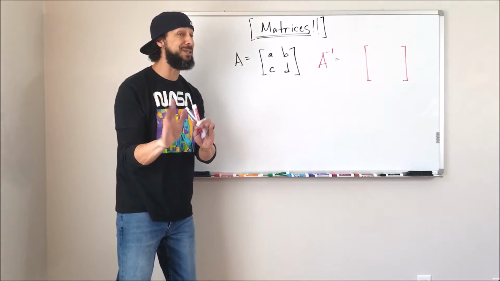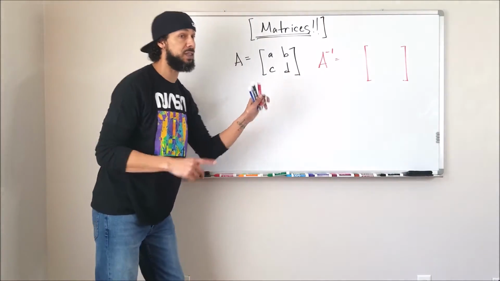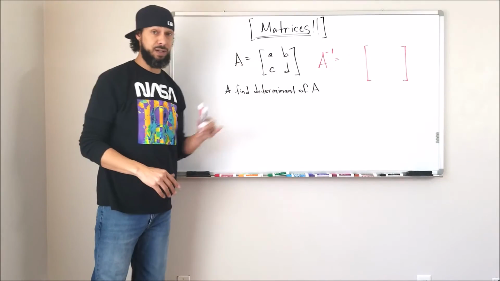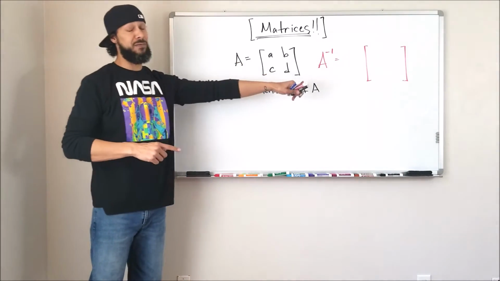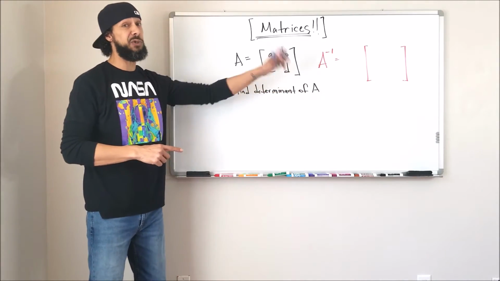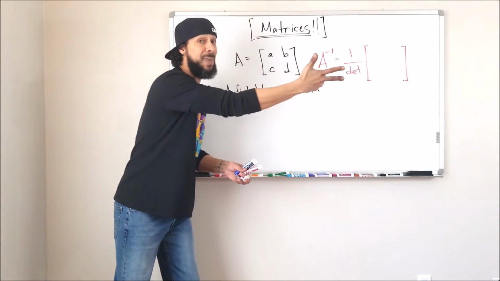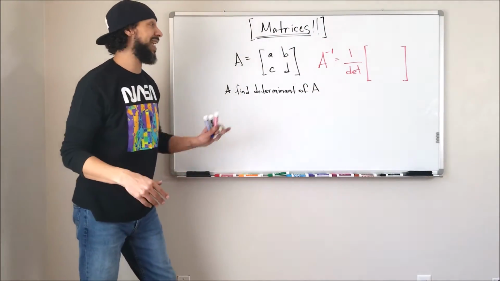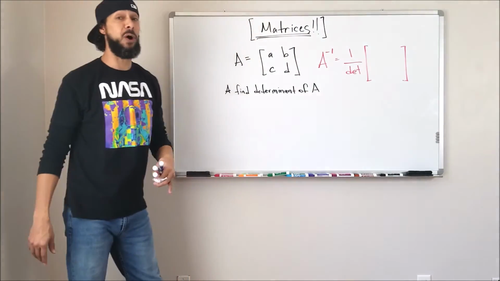A couple of things you have to do. First thing to do when finding the inverse of a 2x2 matrix is find the determinant of your original matrix A, because you're going to use that in your inverse. We have to multiply everything in the matrix by the reciprocal of the determinant. It's another way of saying divide every number in my new matrix by the old determinant.